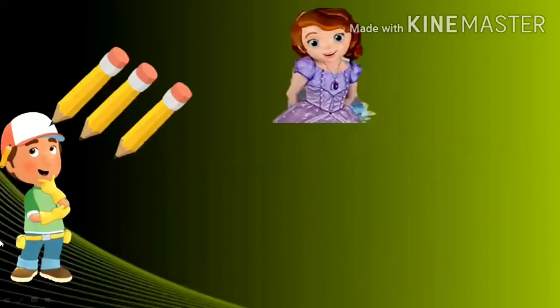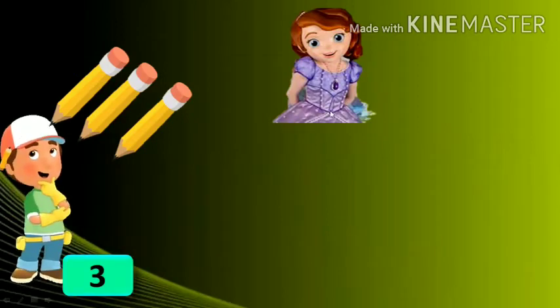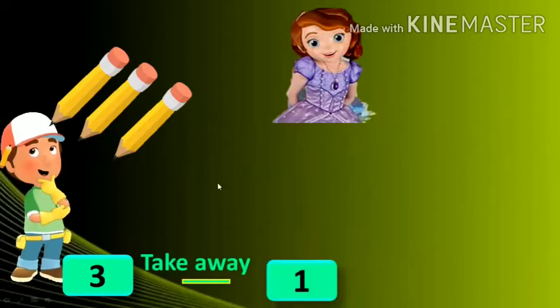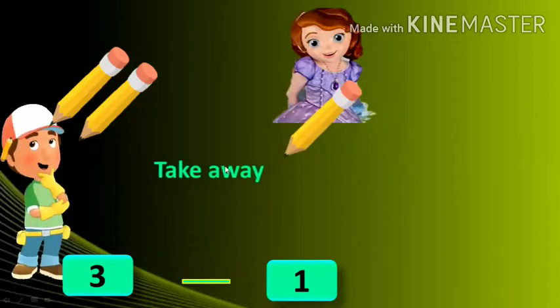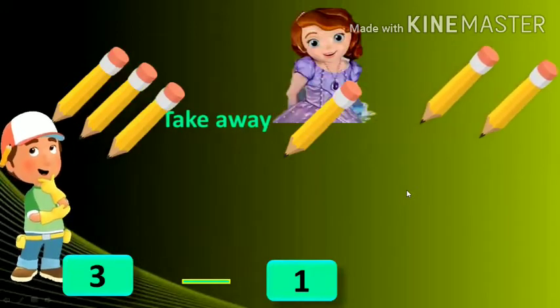Here, Arush is having how many pencils? 1, 2, 3. 3 pencils. His sister Araja asked 1 pencil. So, what Arush did? Arush gave 1 pencil to Araja. So, 3 minus 1. How many left here? 2. 3 minus 1 equals to 2.